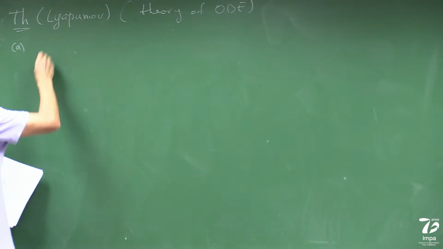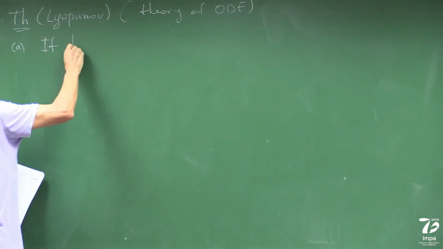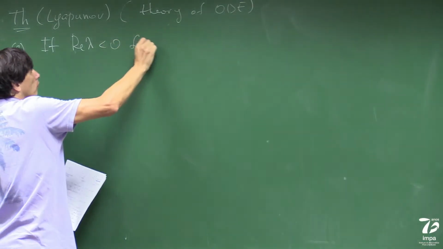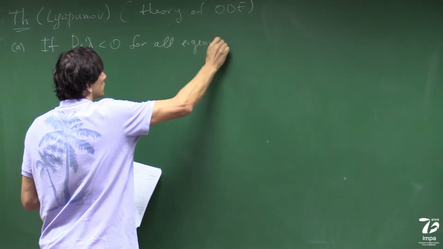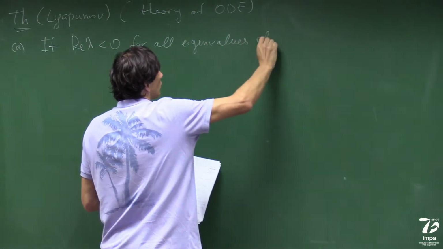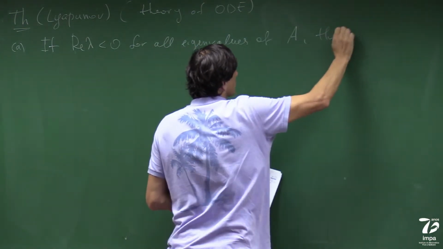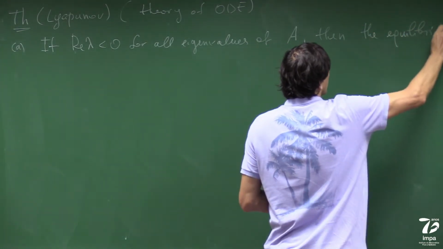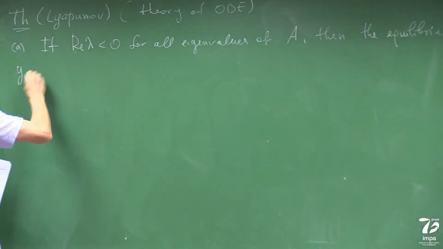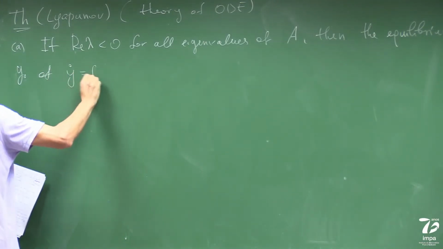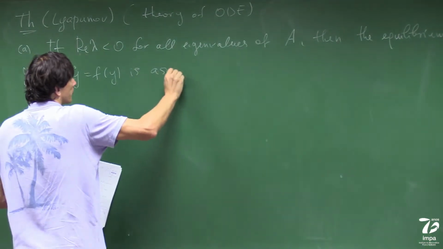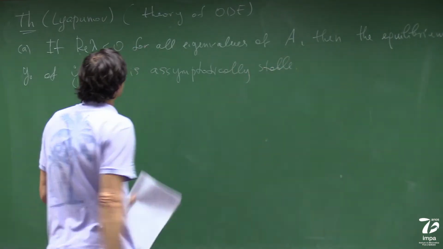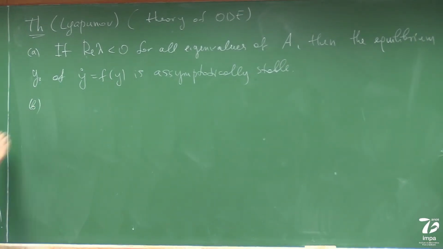So the first case is, if the real part is negative for all eigenvalues of the matrix A, then the equilibrium y0 of the nonlinear system is asymptotically stable. Let's write everything, and case B, and then interpret.